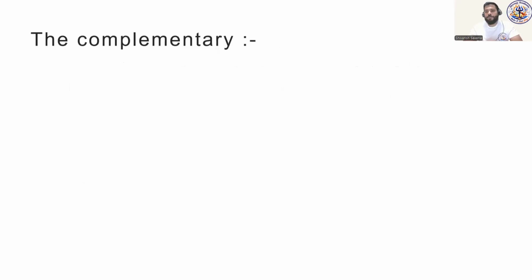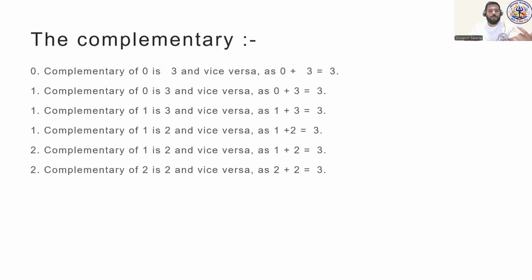So what are complementary? The remaining part. The complementary of 0 is 10 and vice versa, as 0 plus 10 is 10. Complementary of 1 is 9 and vice versa, as 1 plus 9 is 10. Complementary of 2 is 8. Complementary of 3 is 7. Complementary of 4 is 6. And complementary of 5 is 5.